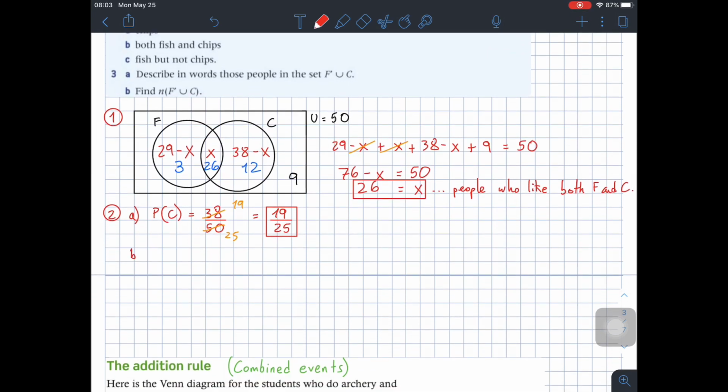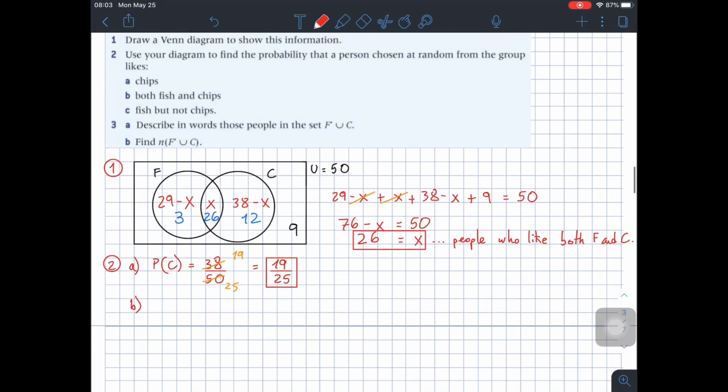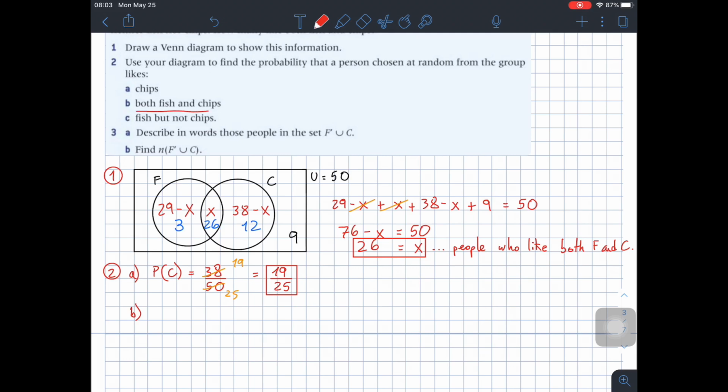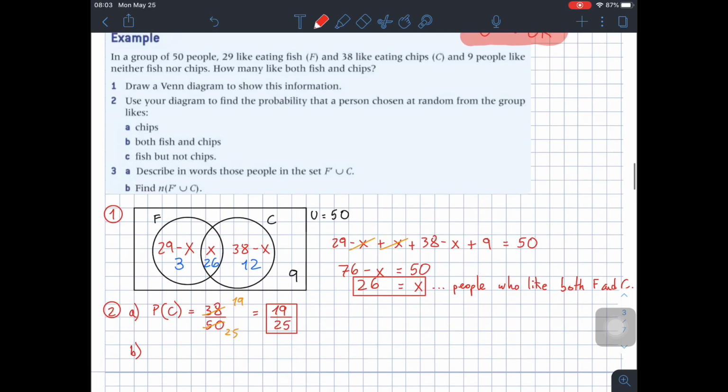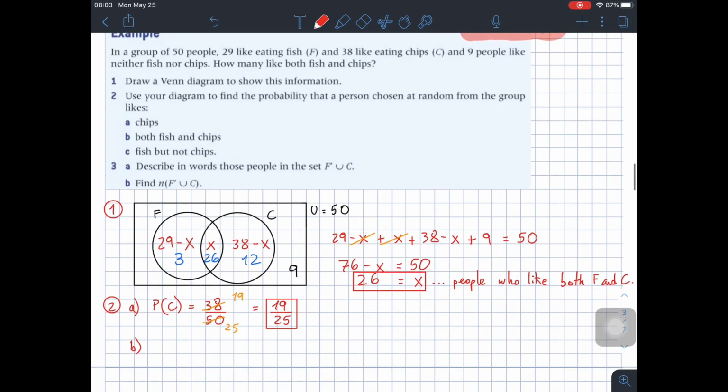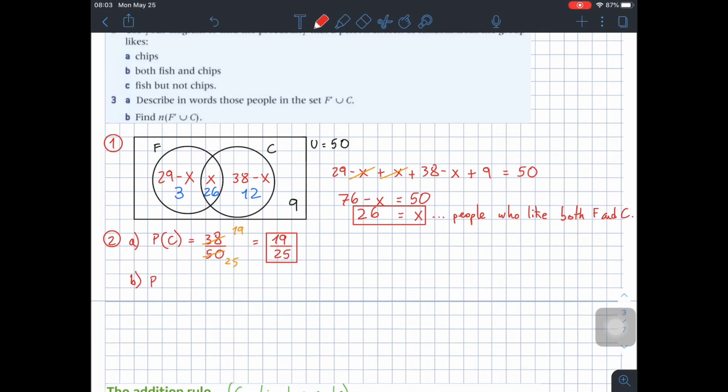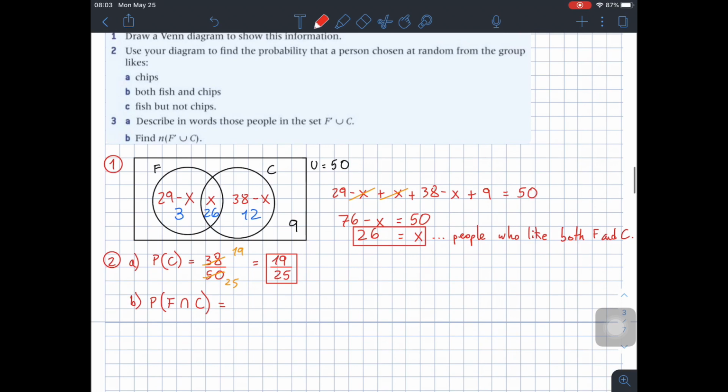Then part B says the probability of both fish and chips. So probability of people who like both fish and chips. When we say both, we're referring to the intersection, right? So we know that there are 26 people who like both. So the probability, if we write this mathematically, this would be fish and chips. And this would be equal to 26 over 50.